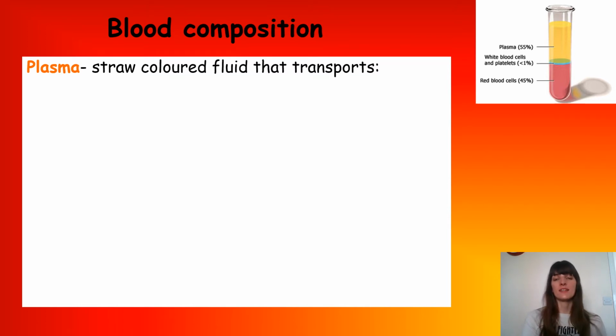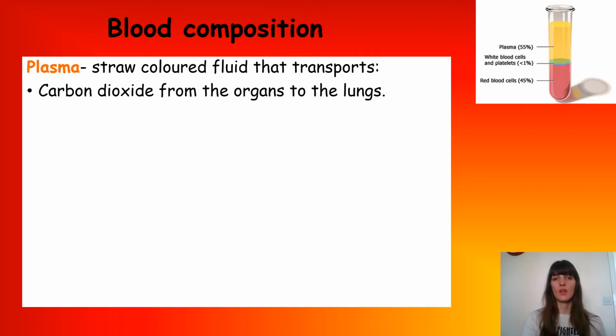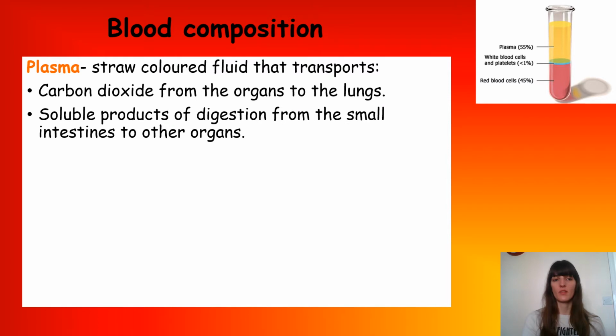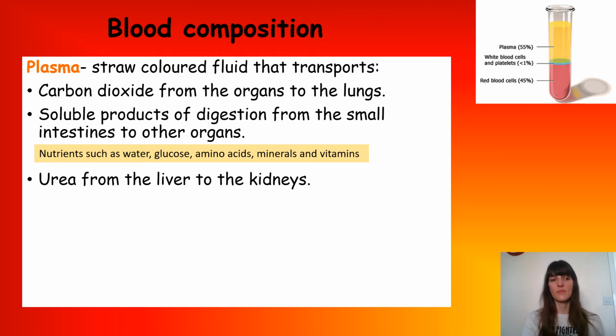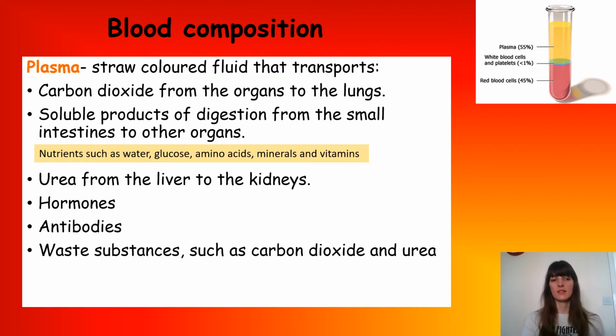The main part of your blood is plasma, 55%, and it's a straw-coloured fluid that transports carbon dioxide from the organs to the lungs, and soluble products of digestion from the small intestines to other organs. Just have a little think what those products of digestion might be. Examples would be nutrients such as water, glucose, amino acids, minerals and vitamins. Urea is transported from the liver to the kidneys, and urea is a waste product of many living organisms. Plasma also carries hormones, antibodies and waste substances such as carbon dioxide and urea.